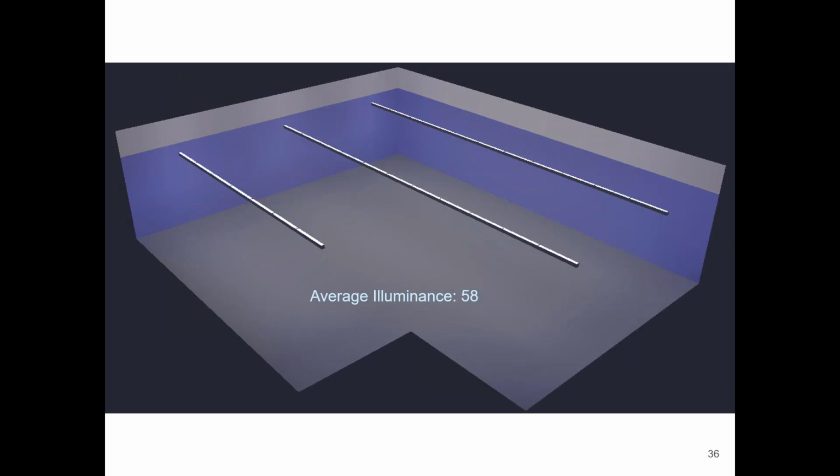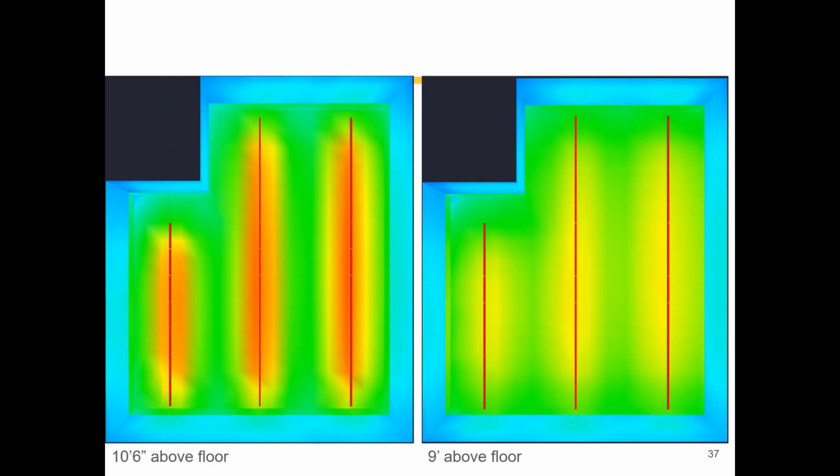So then I said, okay, well let's respace these fixtures out. And in doing so, we got to about 60 foot candles. But I was a little concerned when I looked at the model. You can't really see it in this picture, but the ceiling was pretty bright. There were some pretty bright striations. And so I did a false color rendering to show this to my client.